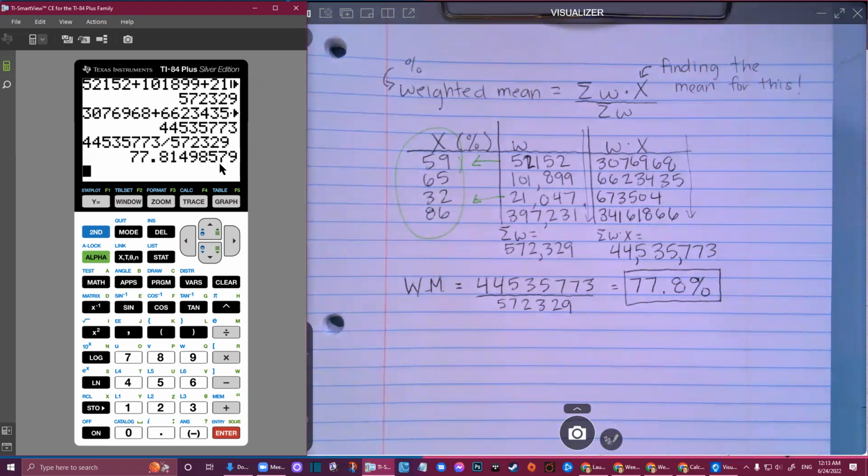All right. So that is how we find the weighted mean by hand. If you have questions on what you just saw, let me know. Otherwise, I will see you in the next video.